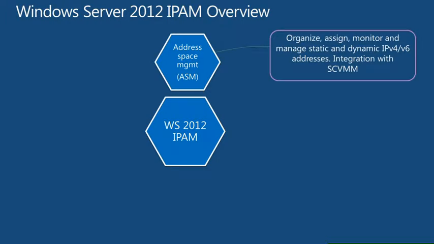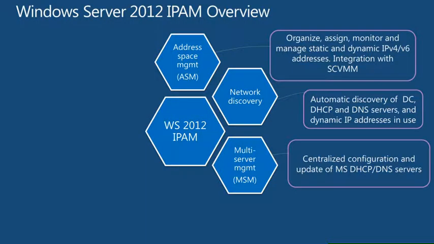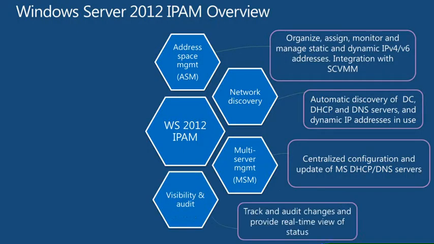So IPAM lets you do address space management. So you can create static address blocks, carve out IP address ranges from that, and then start assigning IP addresses from that point of time. It'll do automatic network discovery of your DHCP, your DNS, your domain controller, and import information from there. And from that point of time, you could manage and monitor dynamically allocated IP addresses as well. And it lets you manage your DHCP and your DNS servers from within the IPAM screen. And finally, it gives you excellent information that helps you a lot with audit.